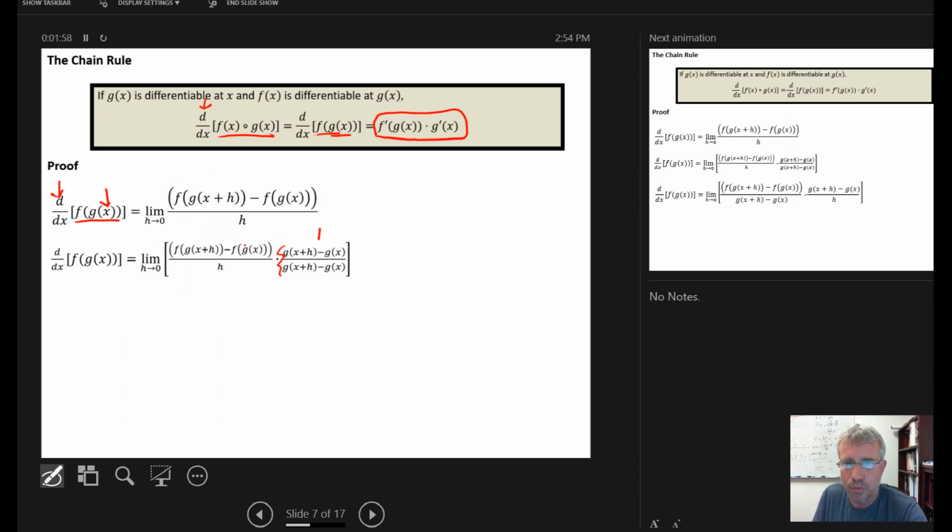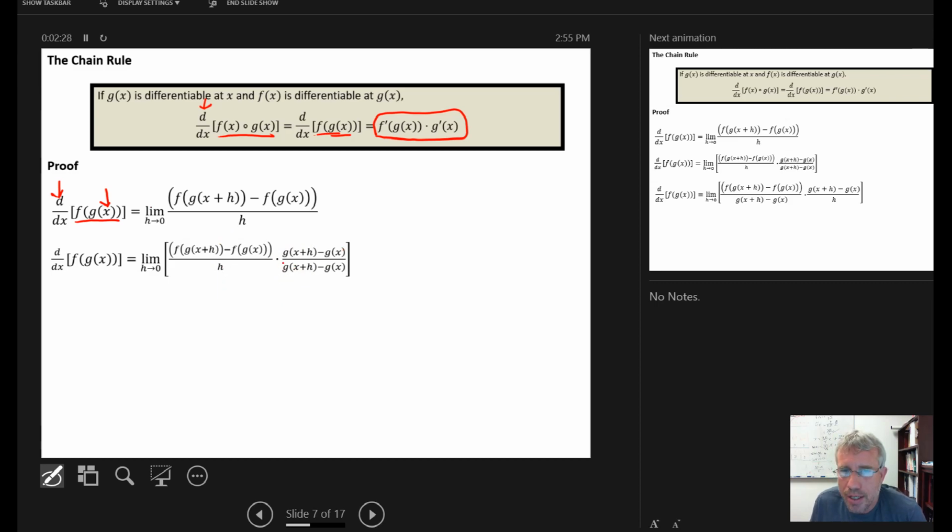So I'm taking that original expression and multiplying it by something that's equivalent to a 1. And multiplication by 1 will change how it looks, but I'll have an expression that's equivalent to what I started with. And the reason for choosing g of x plus h minus g of x is if I do g of x plus h minus g of x over h, I actually have the difference quotient being applied to the function g, which will start to look like the derivative of g.